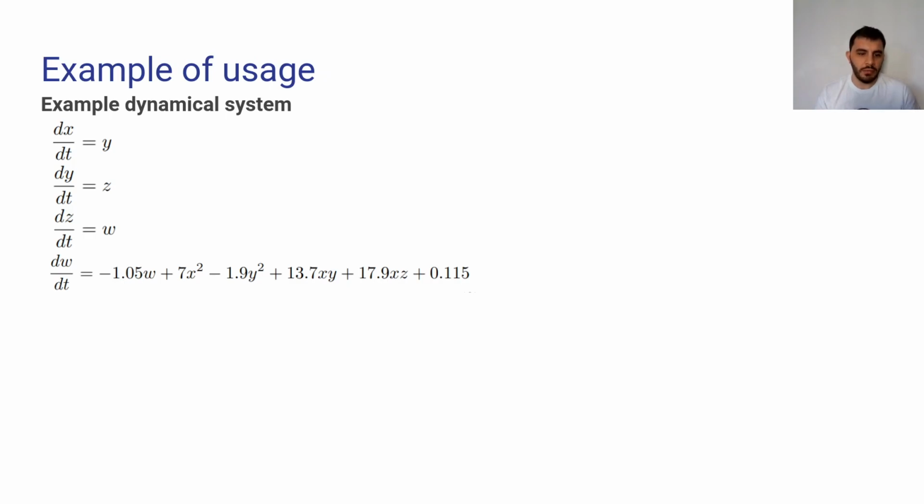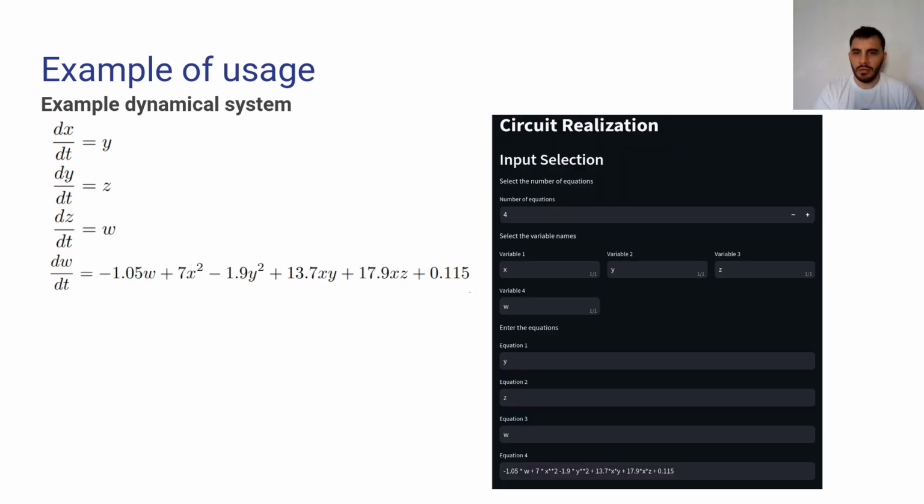And what better way to investigate this than by considering the example of a dynamical system. We can see first of all that the input would look like this. We have 4 equations, so the number of equations is 4, variable names x, y, z and w, and we input in every one of the equation fields the right hand side of the equation.